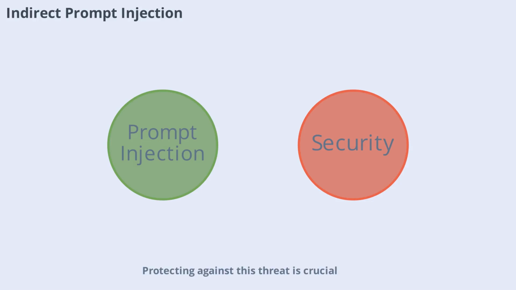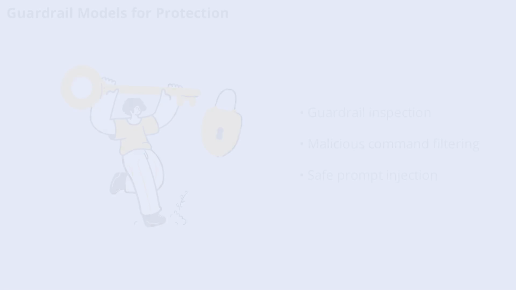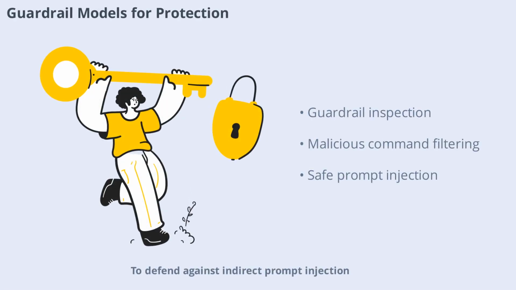Protecting against this threat is crucial for maintaining system integrity and user trust. To defend against indirect prompt injection, advanced RAG systems use guardrail models like LlamaGuard. These models inspect retrieved context blocks before they are injected into the prompt, screening for malicious instructions or hidden commands. This proactive filtering step is essential for safe and trustworthy AI deployments.